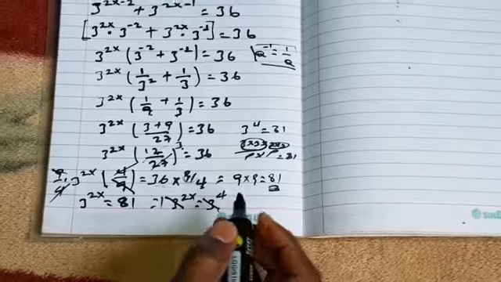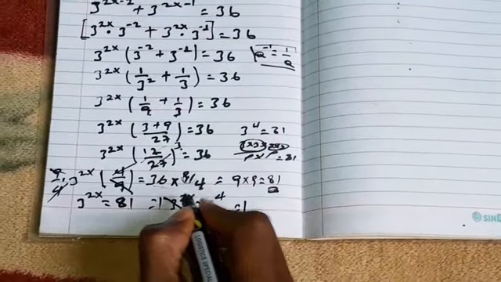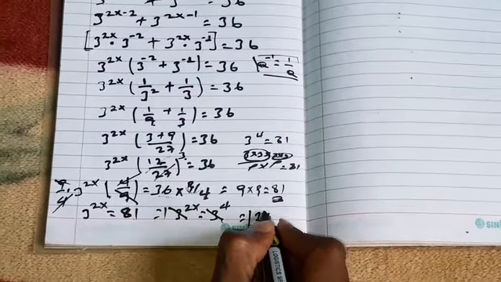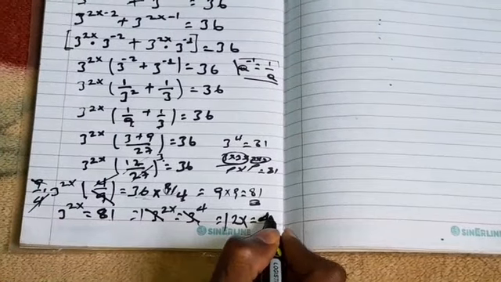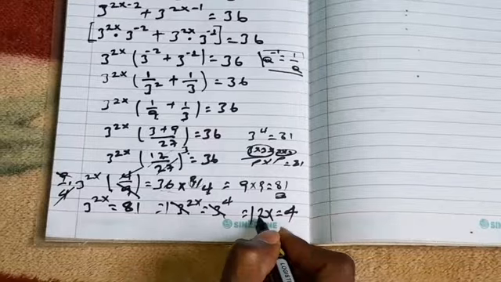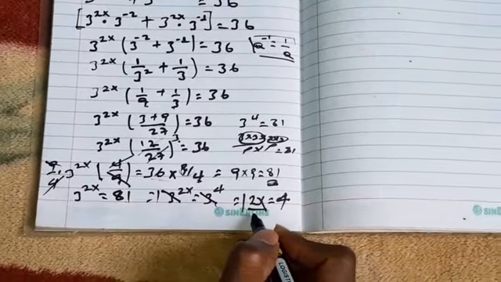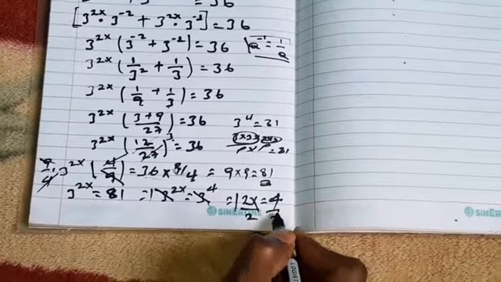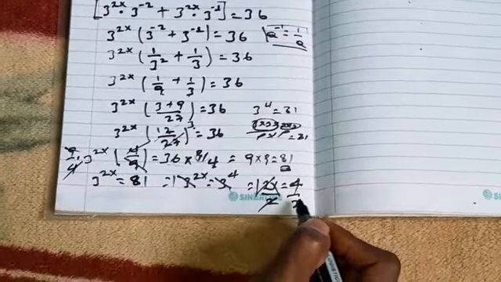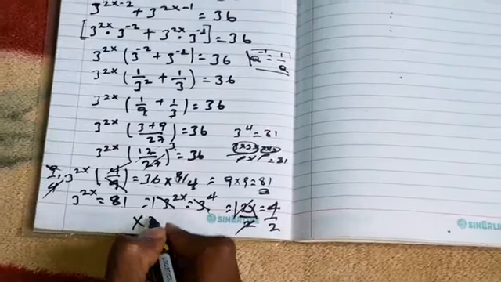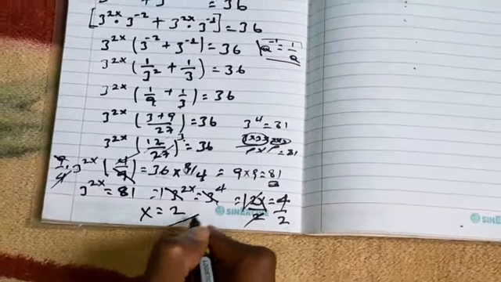Then what is left? 2x is equal to 4. Then divide by 2 on both sides, the 2s cancel each other. 4 divided by 2 means 2. x is equal to 2. The final answer is 2.